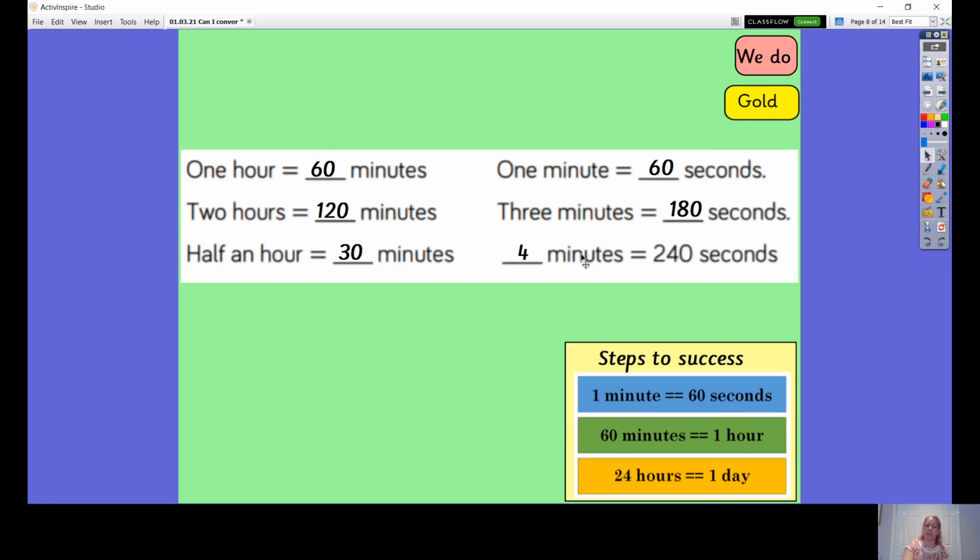And then 4 minutes is 240 seconds. And I used my 6 times table for that, because I thought, well, I know that 4 times 6 is 24. So that's going to be 4 minutes, because 4 lots of 60 is going to make 240. Okay, so good work if you work those out. You might have worked them out in different ways, that's fine. If you got to the same answers, that's not a problem. We all work things out in different ways, don't we?